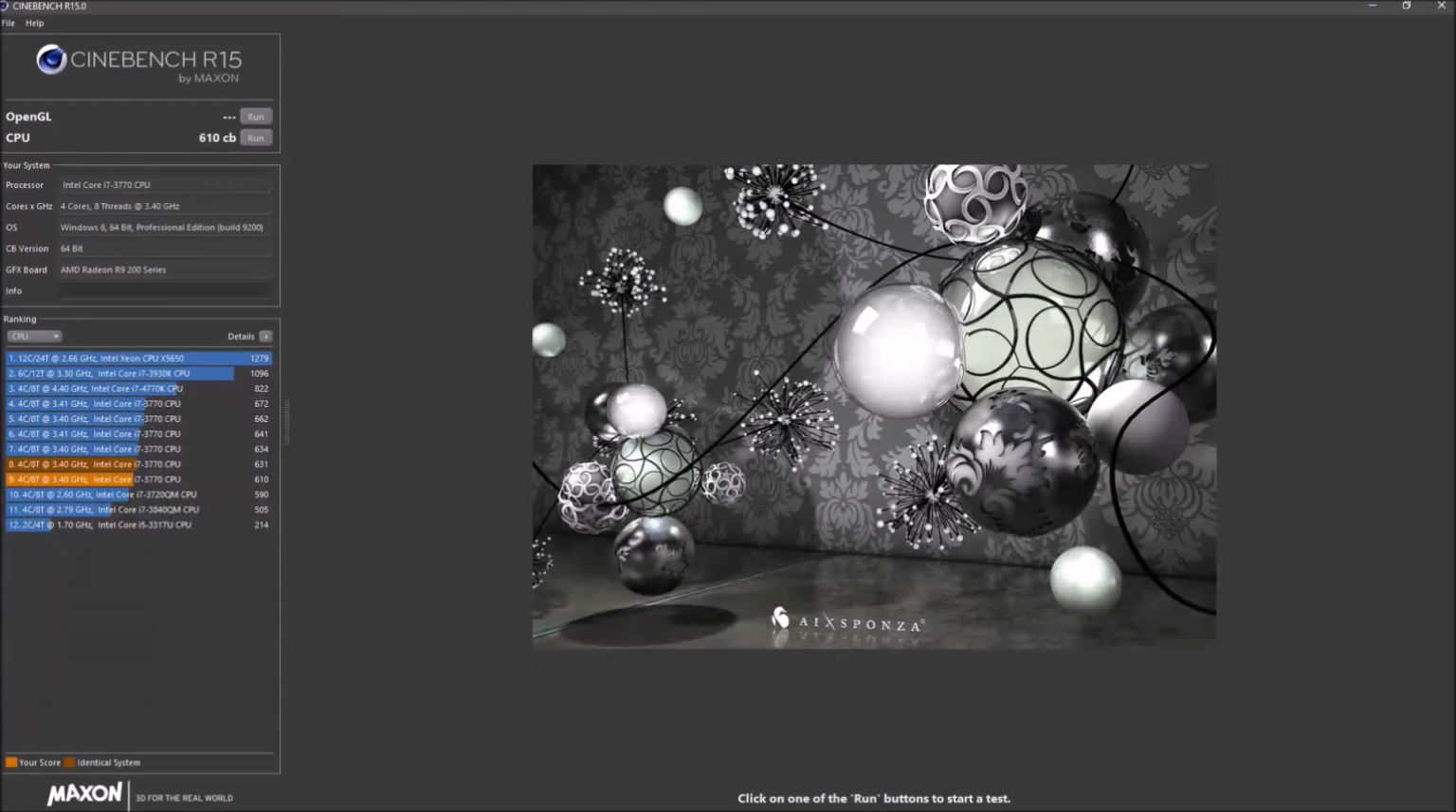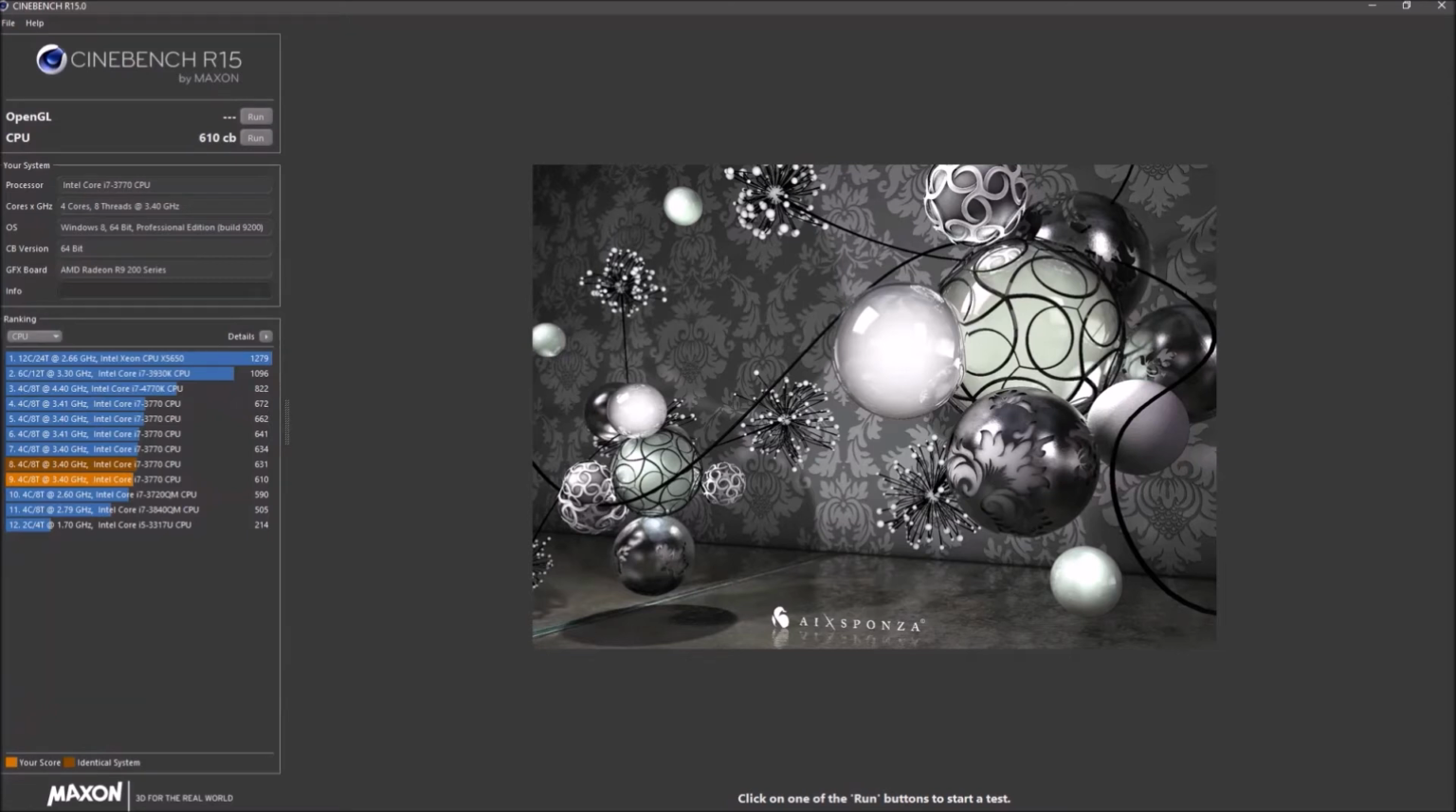So as we saw before, the 4790K got a score up in the 800s, I think it was 837, whereas this one got 672. So that is a 160-ish, 160 points or so difference, but we'll have a look at the next benchmarks now.